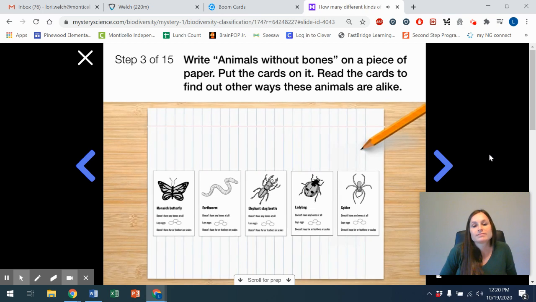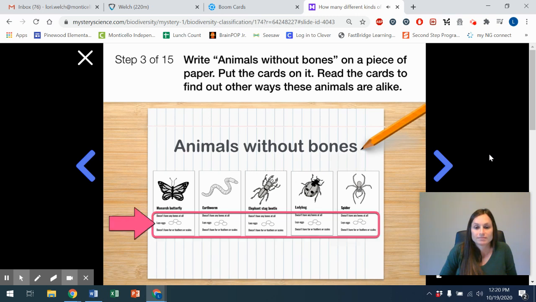Take the cards of the animals with no bones and place them on top of a piece of paper. At the top of the piece of paper, write animals without bones. Once you've done that, find out other ways that these animals are alike by reading the other characteristics written on the cards.